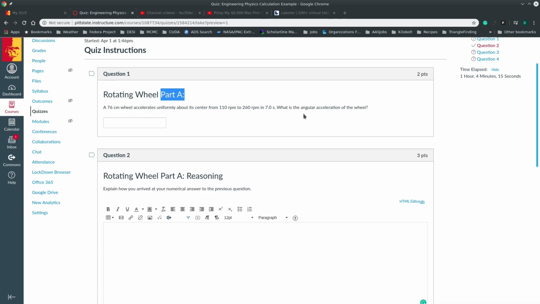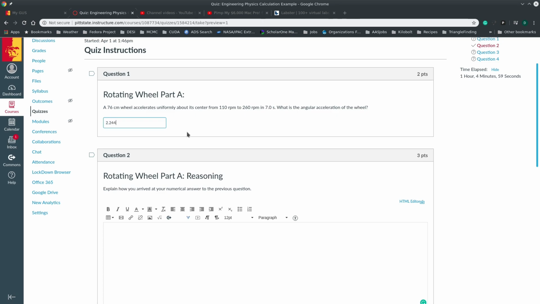And so then you're given the information for the question. A 76 centimeter wheel accelerates uniformly about its center from 110 RPM to 260 RPM in 7 seconds. And we want to calculate the angular acceleration of this wheel. To answer this, you've got a little answer blank here, and Canvas is set up with what the correct answer is, as well as a tolerance to give a range of allowable answers to account for any differences in rounding and how you perform the calculation versus how I perform the calculation.